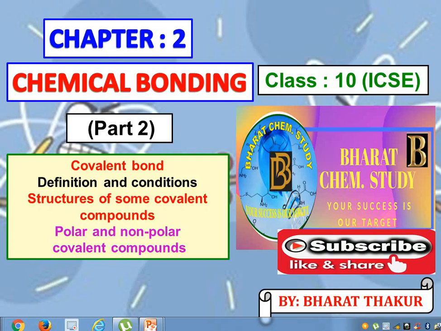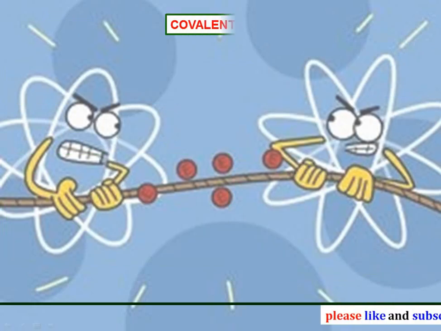Today we are going to study chapter 2, Chemical Bonding, for 10th standard of the ICSE board. In this video, part 2, we are going to study covalent bond, definitions, their conditions, structure of some covalent compounds, polar and non-polar covalent compounds with examples. So let's start with the topics.